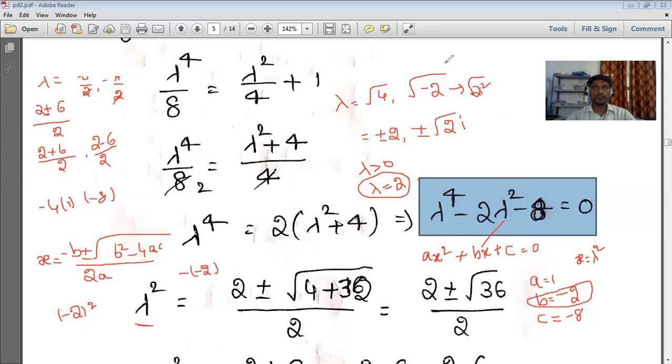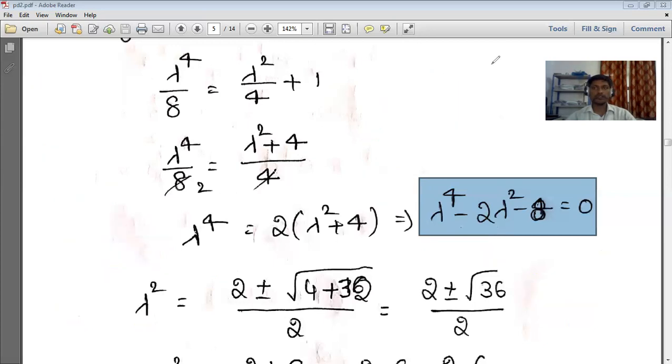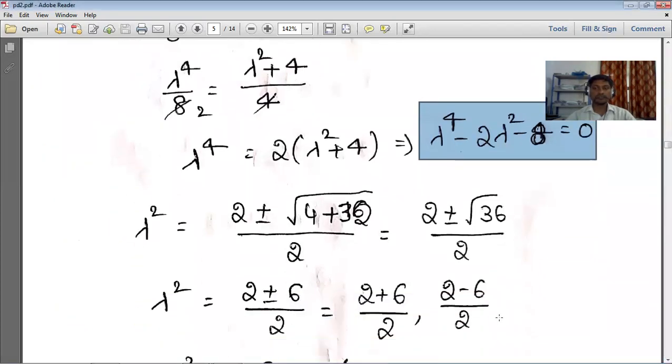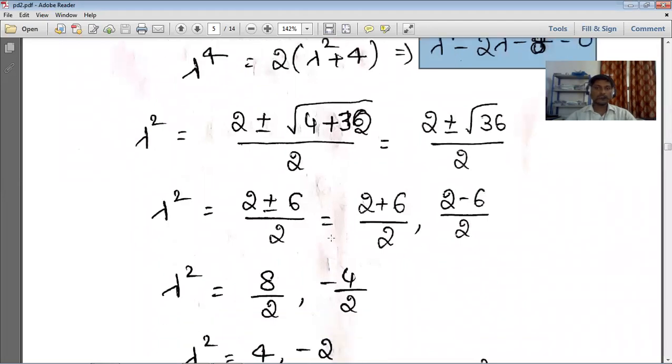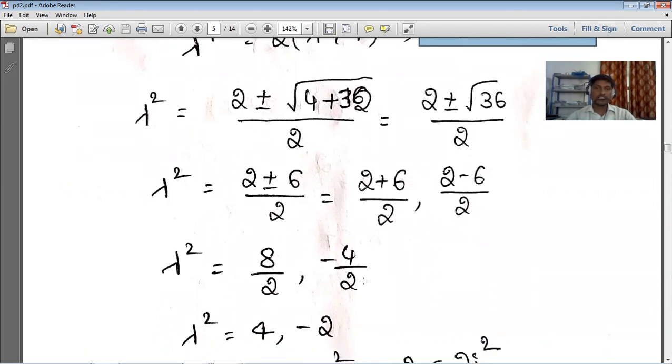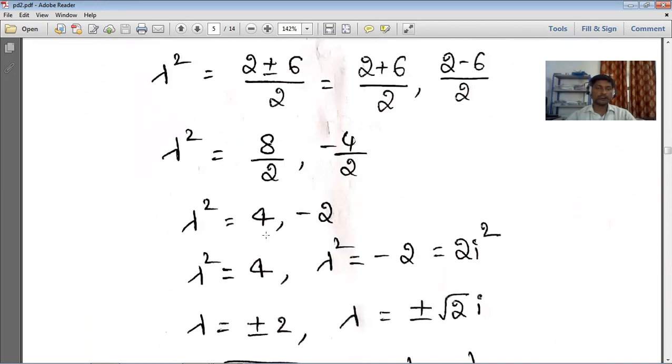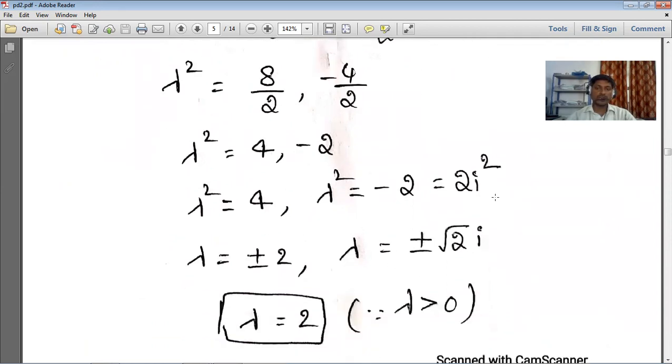So that is what we simplified here. Lambda is equal to plus or minus 6 by 2. We split it into two values, 2 plus 6 by 2 and 2 minus 6 by 2, that is 8 by 2 and minus 4 by 2. Next, 4 and minus 2. So lambda square is equal to 4, and minus 2 we wrote as 2i square. Lambda is equal to plus or minus 2, and lambda is equal to plus or minus root 2i.